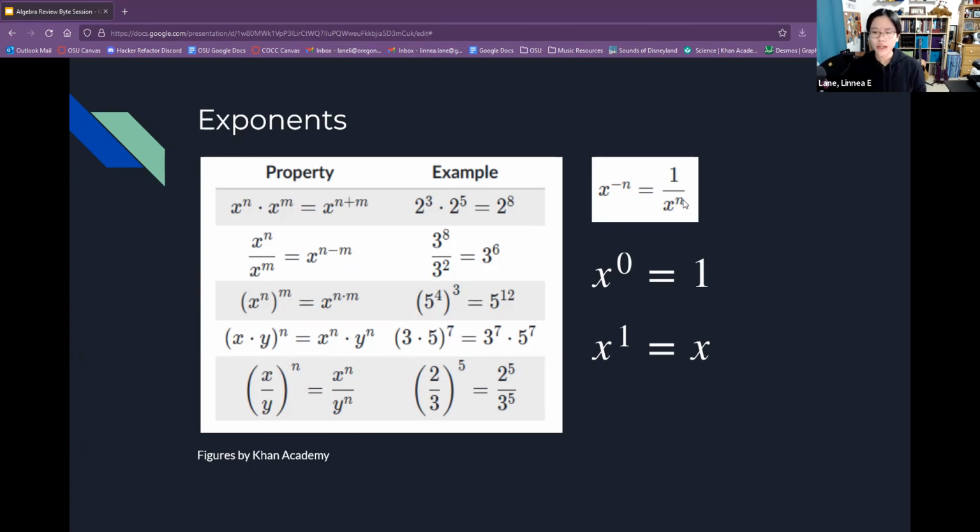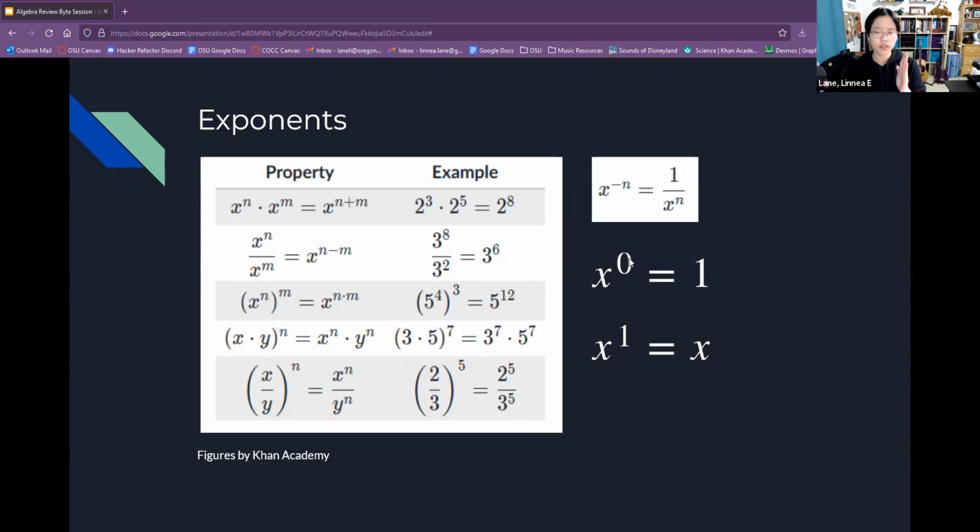Oh yeah, one more is the reciprocal rule. If you have a number raised to a negative exponent, you're creating a reciprocal. It's just that number under a 1. And bonus rules that sometimes people forget is that if you're raising any number to a 0, you get a 1. And if you raise any number to, sorry, did I say that right?